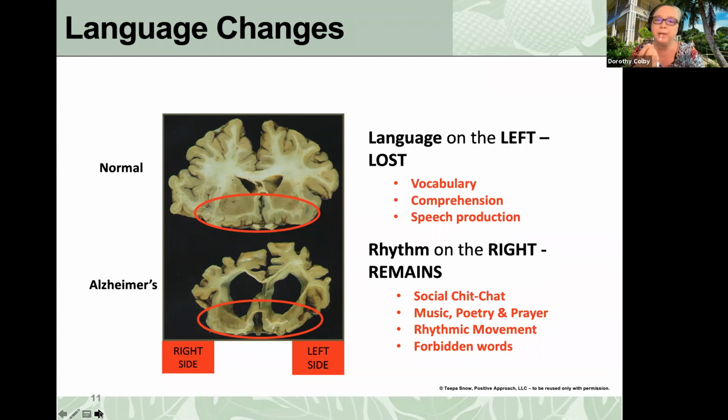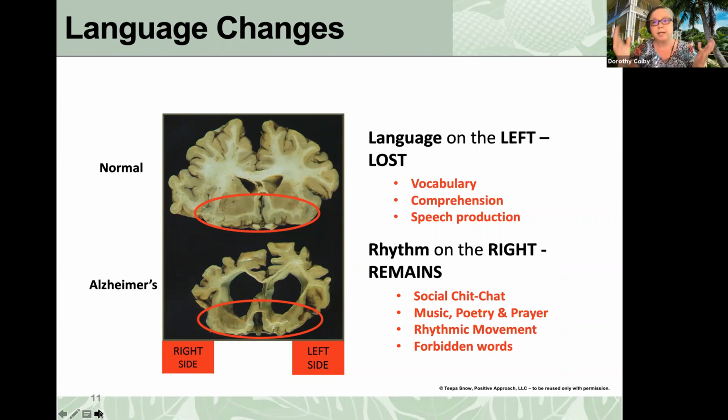I might not be able to speak a full sentence, so my vocabulary's gone, my speech production's gone. But if you sing me a song, especially from my childhood, high school years or even very young childhood, I might be able to sing all the words. It's like, oh my goodness, how can she sing all that, but she can't put a sentence together? Different part of the brain. And it's really, really wonderful.